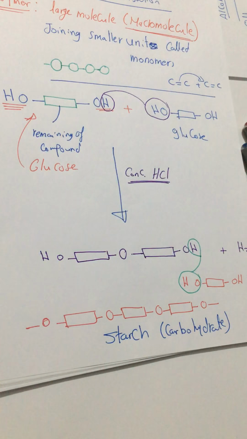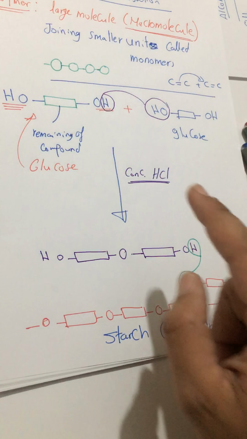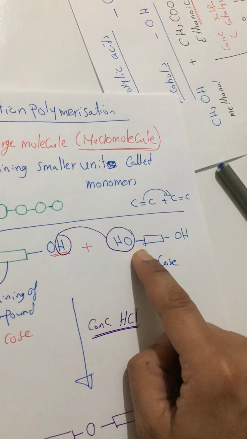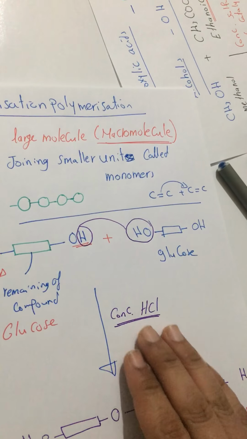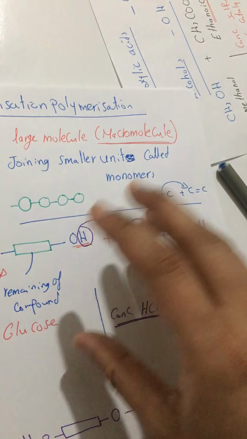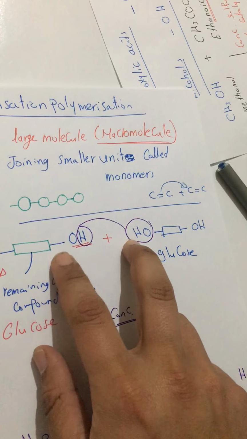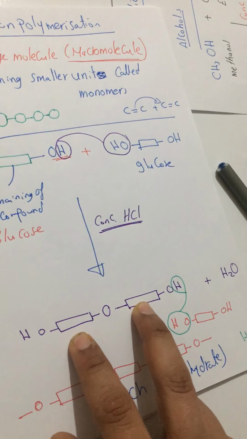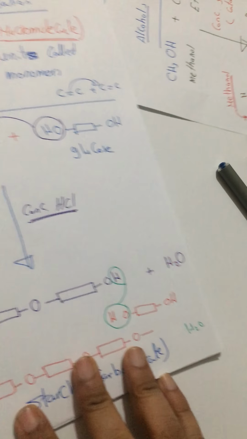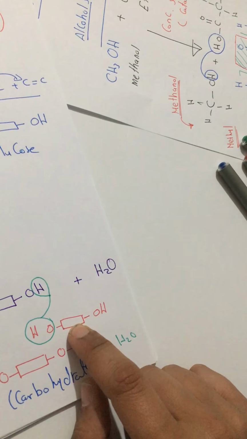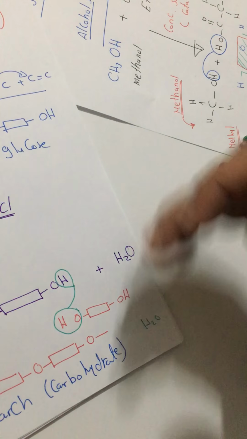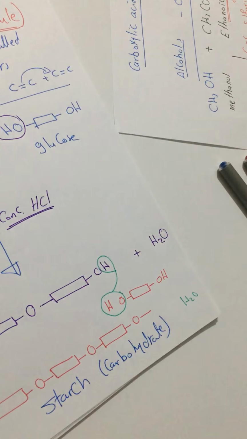The plant uses a glucose molecule and another glucose molecule and joins them by condensation. Like this case, we have here a glucose unit and another glucose unit, and by using a catalyst like concentrated hydrochloric acid, or in plants by using different enzymes, these two units are going to join together by removal of water and form two units of sugar attached. If we bring another molecule, we're going to have three units attached. By repeating this step so many times, we're going to have the starch.